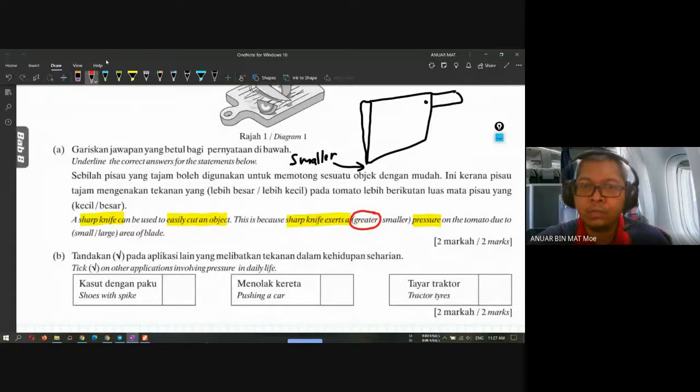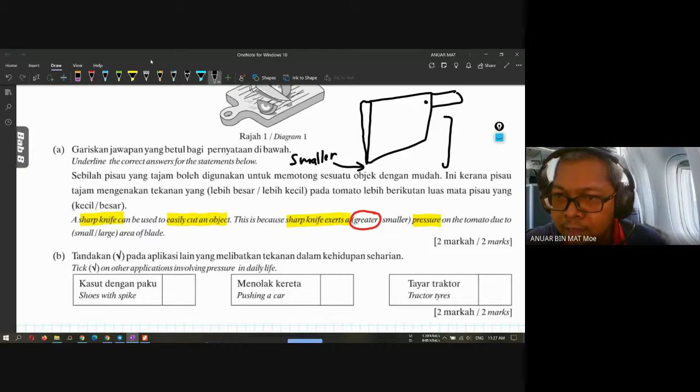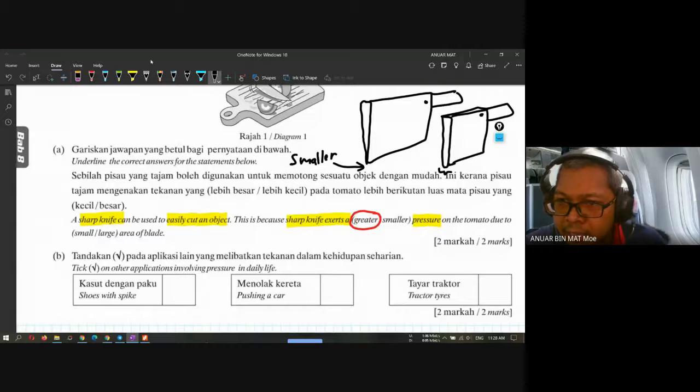pressure on the tomato. If you try to use a blunt knife like this, this is a very blunt knife, or pisau yang tumpul, for example. This is a blunt knife. You can see here, the surface area at A and the surface area at B are different, right? B has much greater pressure, and then A will have less pressure. Sorry.